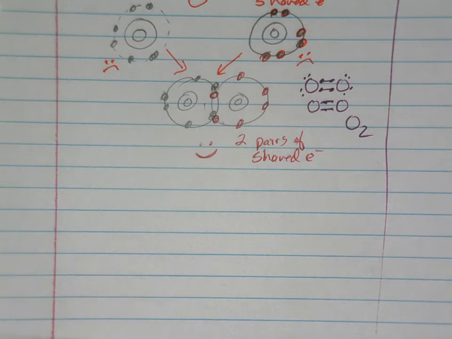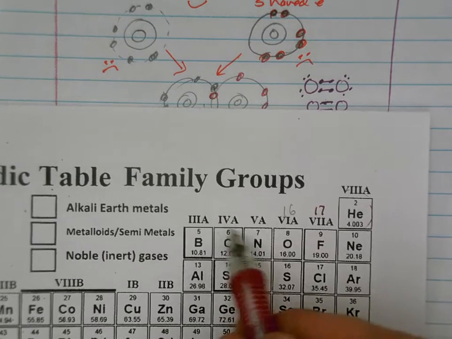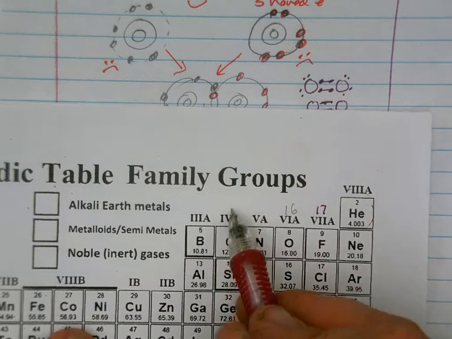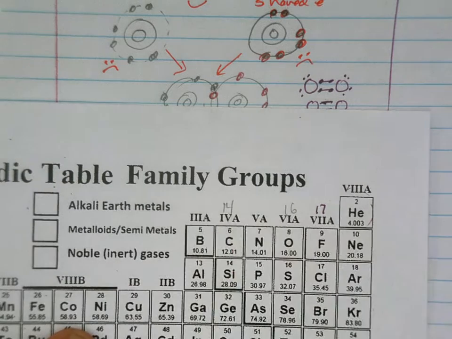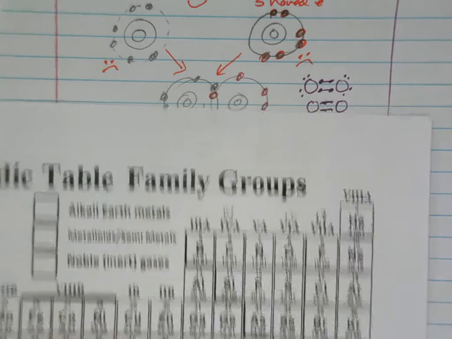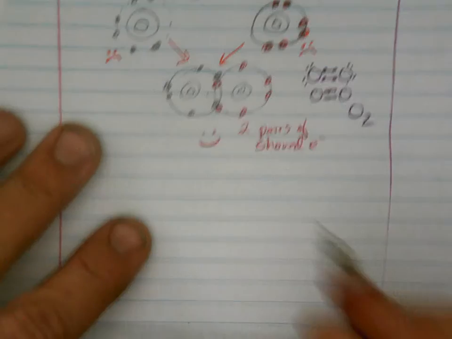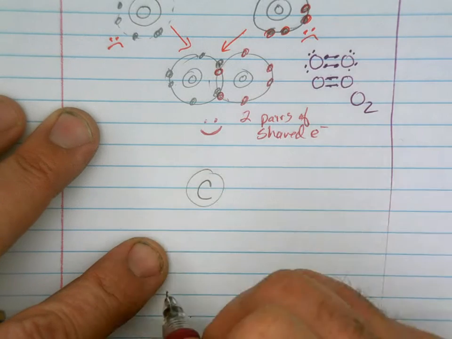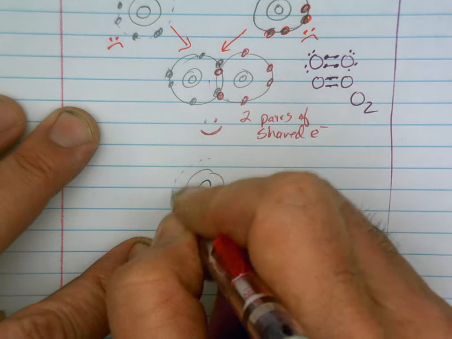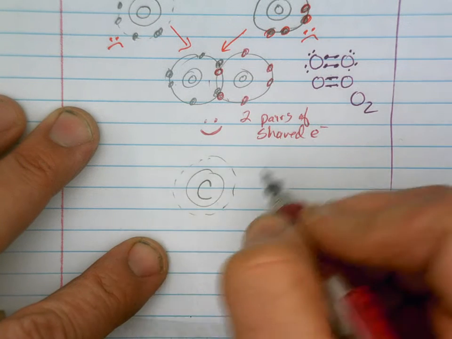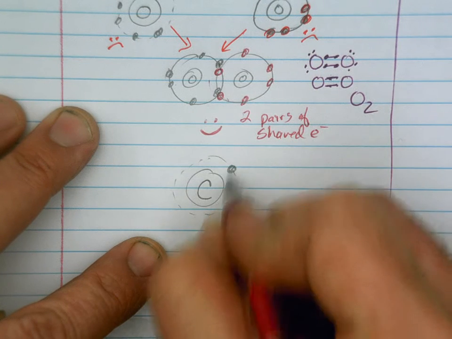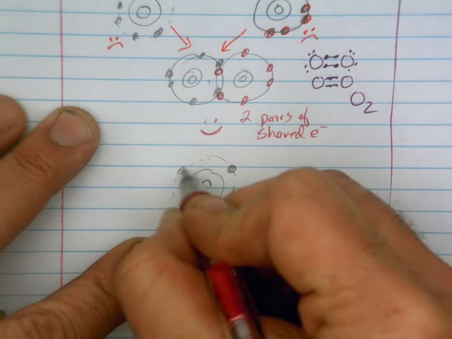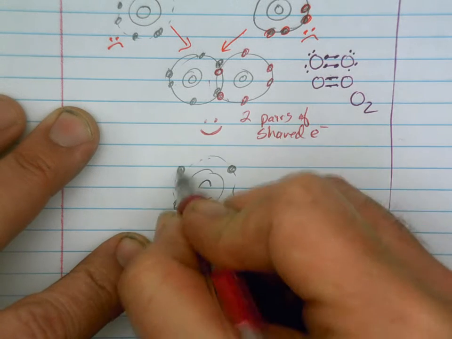On the periodic table, carbon is in group 4A, or the newer group 14. So it has 4 valence electrons. I'm going to draw just its modified simple Lewis structure. There's C for carbon. There's the nucleus. And carbon has 4 electrons. I'm going to put these electrons like this over here. Obviously, I'm setting this up so it's easy to bond them together.